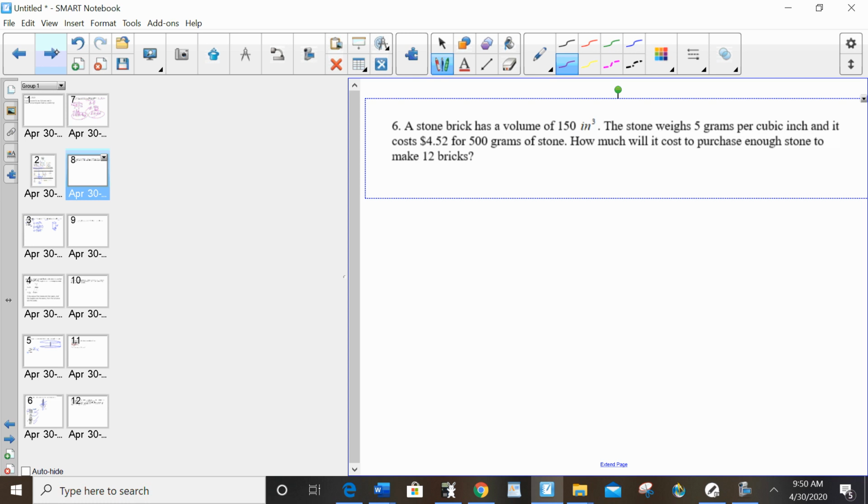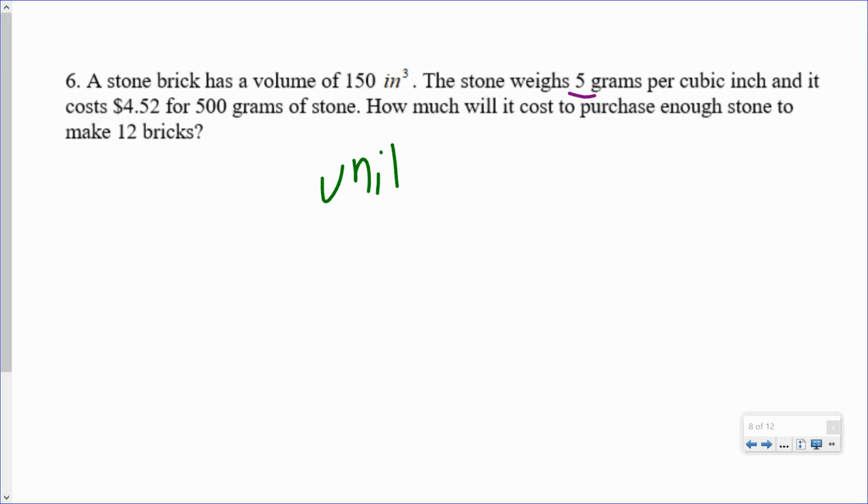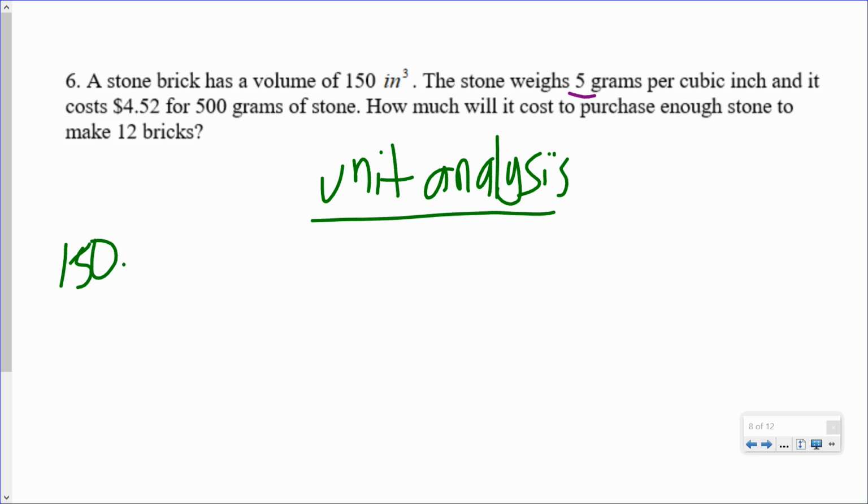A stone has a volume of 150 cubic inches. Weight, I see cost. Whenever you see weight and cost, that's when we use unit analysis. If you're not comfortable with unit analysis, look back at the unit analysis lesson. I start with what they give me. They give me 150 cubic inches. I don't start with a conversion, I start with whatever they give me.